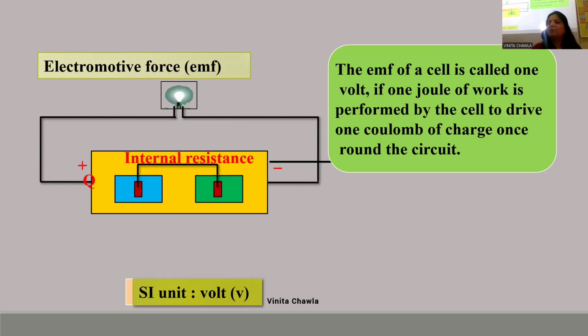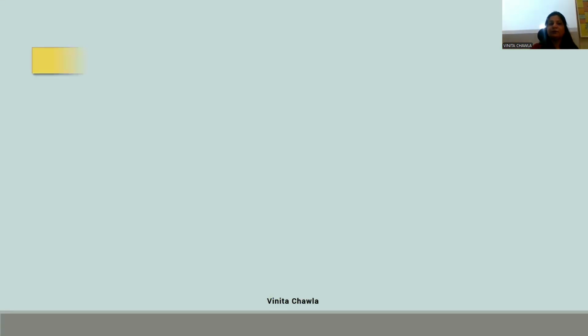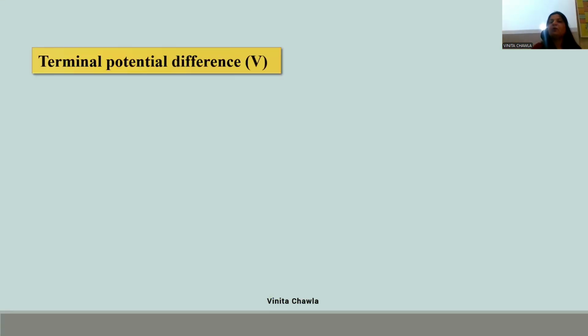So SI unit of EMF, electromotive force, is volt. Its dimension is that of electric potential only, mL2T minus 3 I minus 1. Terminal potential difference. See, this is the potential difference that we consider every time when we did the numerical problems in the previous chapters. We have considered this potential difference only, V.